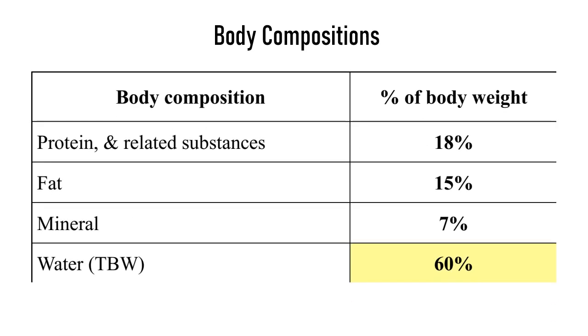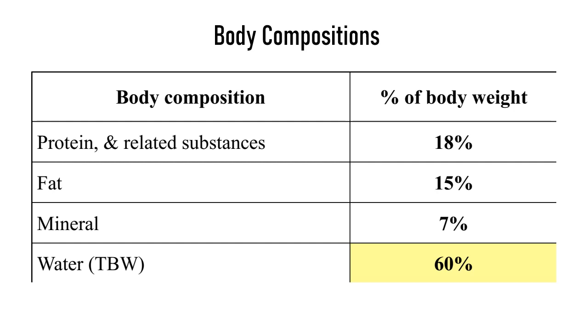Okay, so we are going to start with body compositions. As you can see from my table here, these are different kinds of body compositions that our bodies are actually made up of. So as you can see, we are made up of proteins, fat, mineral, and water. And these are different body weight percentages. So protein, we are actually made up of 18% of protein and protein related substances. Then our body fat or adipose tissue is actually 15%. Then mineral, we are made up of 7% of mineral salts, and as you can see, total body water in our body is actually 60%.